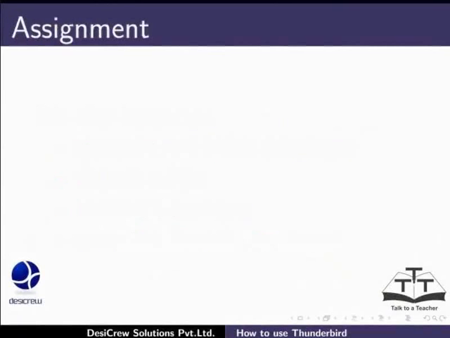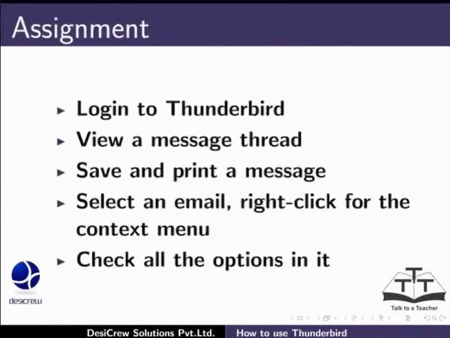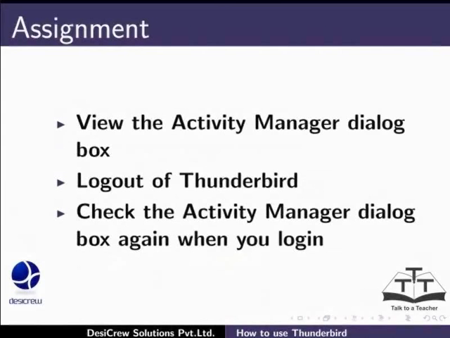Here is an assignment for you. Log in to Thunderbird. View a message thread. Save and print a message. Select an email. Right-click for the context menu. Check all the options in it. View the Activity Manager dialog box. Log out of Thunderbird. Check the Activity Manager dialog box again when you log in.